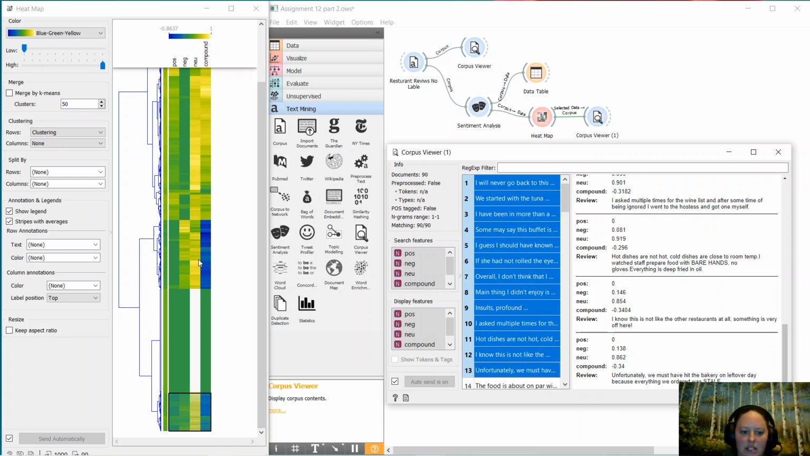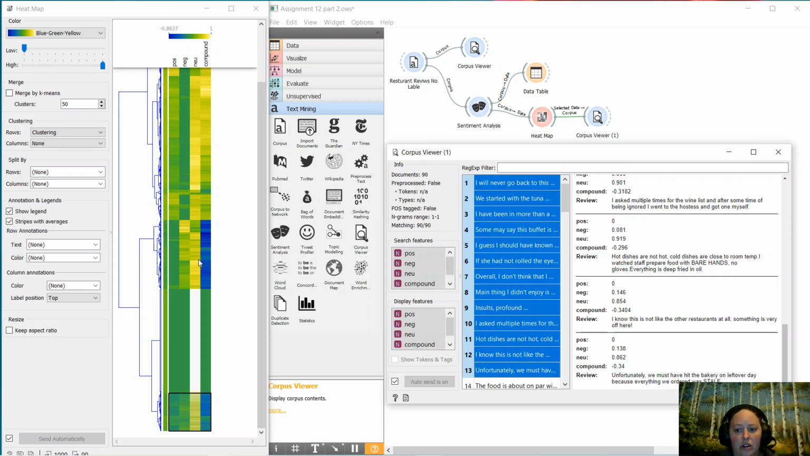Let's see. Let's read these at the very bottom. There are some neutral ones in there. A lot of negative. It is showing negative 0.31, negative 0.34, negative 0.34. Unfortunately, we must hit the bakery on leftover day because everything we ordered was stale. We must have hit it. I know this is not like the other restaurants at all. Something is very off here. It's negative.